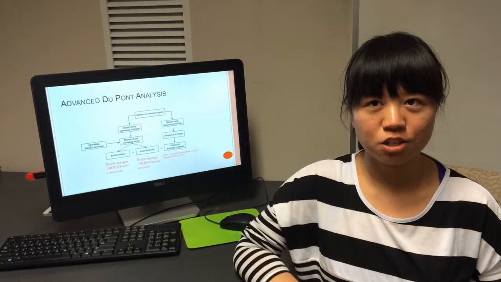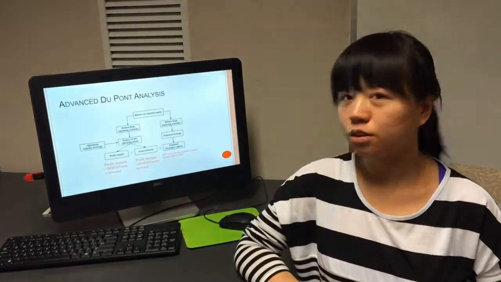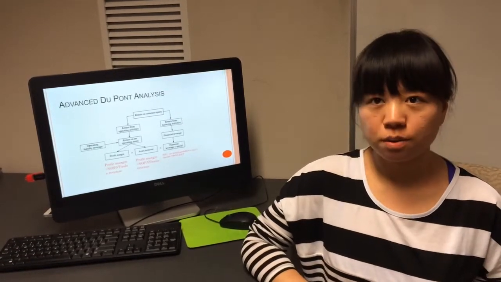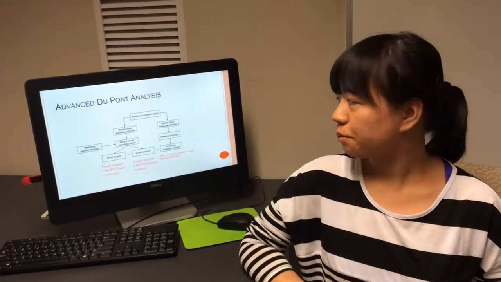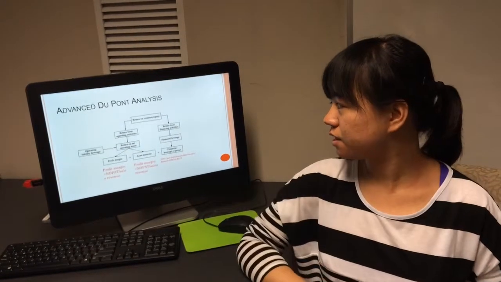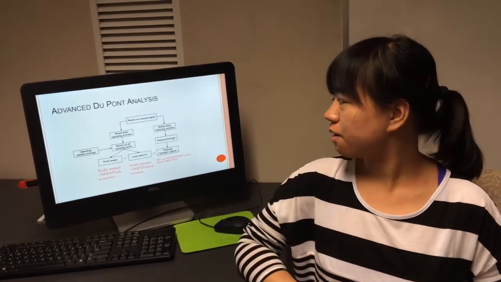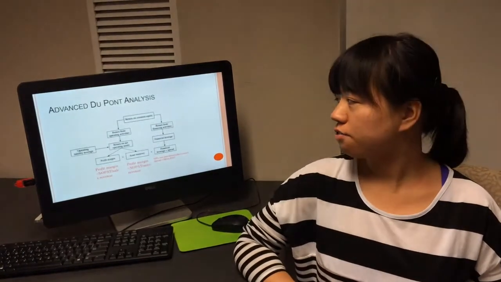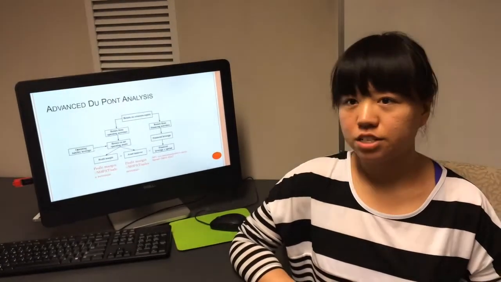In the next few minutes, I'm going to examine the composition of the advanced DuPont formula we use to calculate the return on equity. Now let's have a deeper look at the advanced DuPont formula. We can see that in the advanced DuPont formula, ROE is separated into return from operating activity and return from financial activity. Let's first look at the return from operating activity.